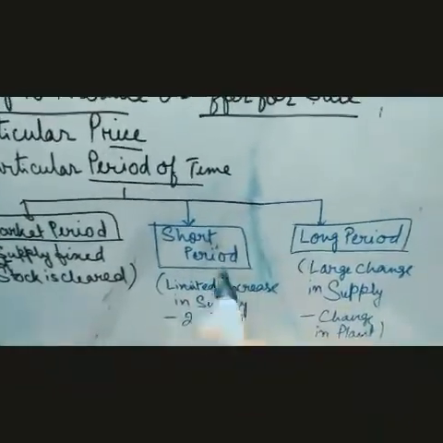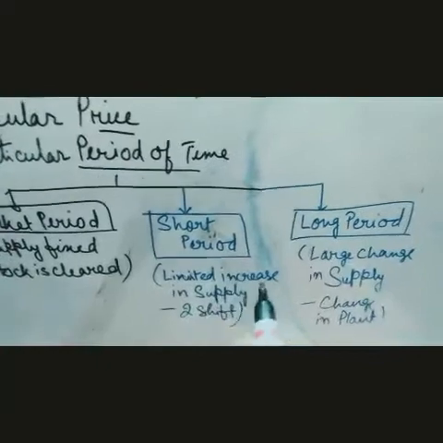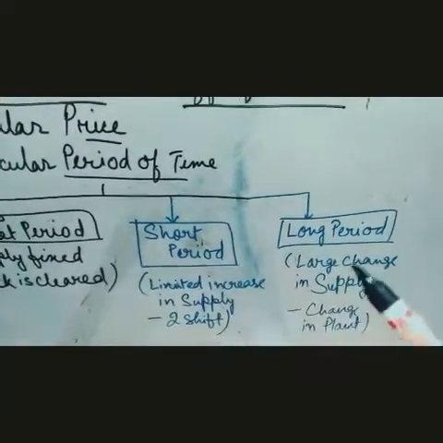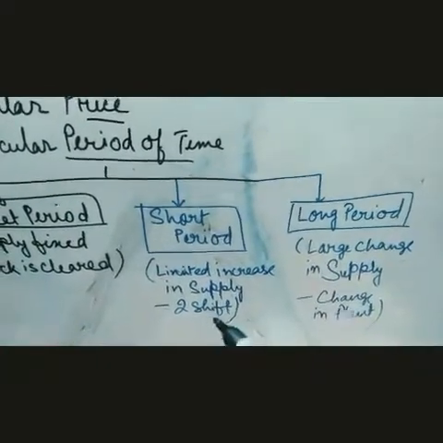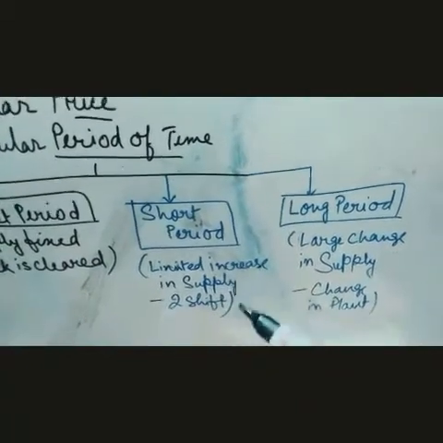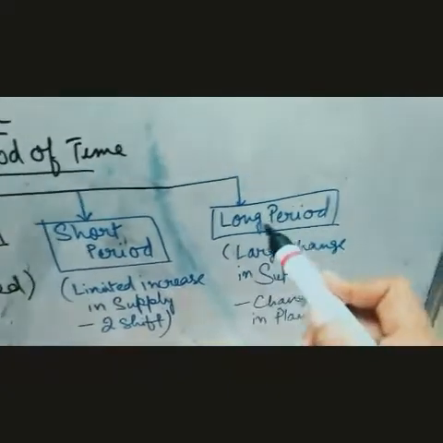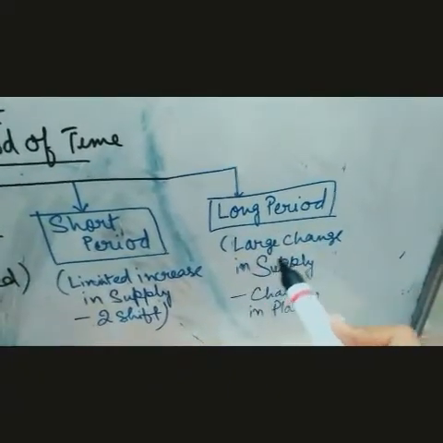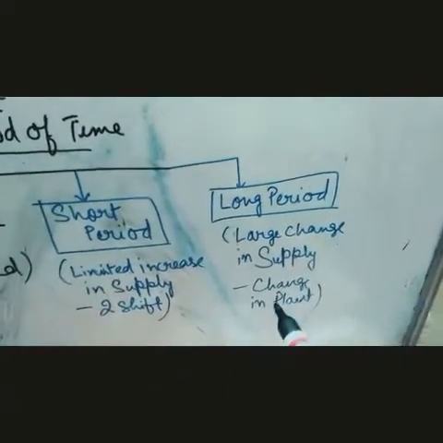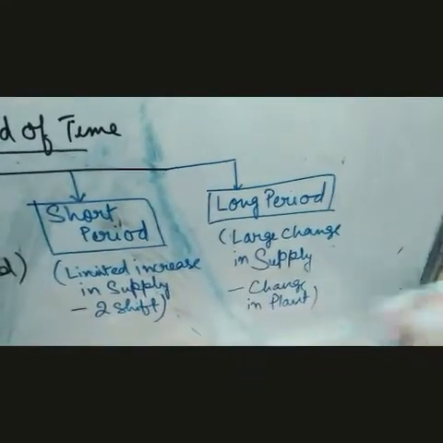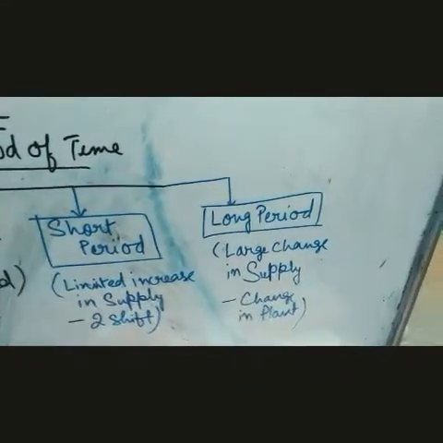Then the short period. Now it is the short period, a limited increase. Maybe previously if somebody was working a single shift, now they're working a double shift. So supply can be increased but limited in quantity. Now the last is the long period. Long period means a large change in supply. That means you can change the plant, you can change the industry.